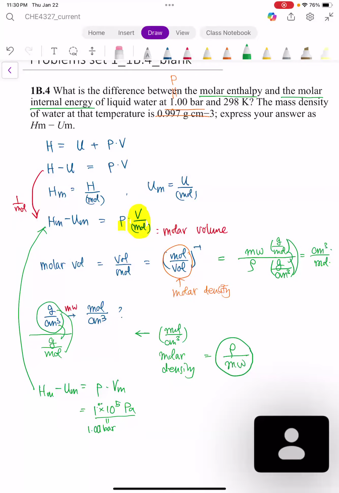1.00 times 10 to 5 Pascal. And then times molar volume, but molar volume can be obtained again by the molecular weight. Water's molecular weight is 18.1015 gram per mole, and then we divide it by the molecular weight, just like what we just said over here.